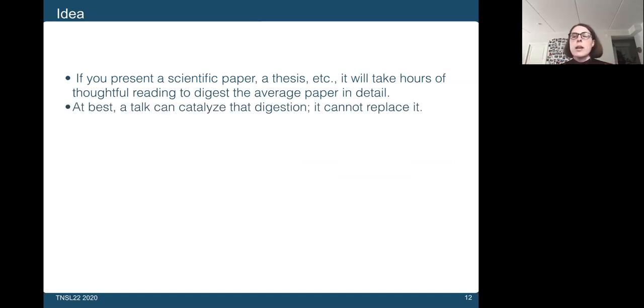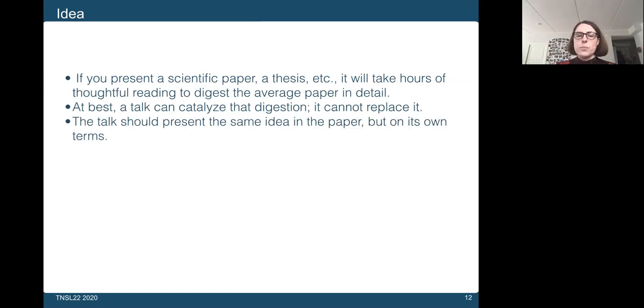So what you can help with is catalyze the digestion of the work, give your audience a red thread for knowing what they will have to do to understand all the details. It cannot replace the work. If someone really wants to know all the details, they will have to read your work. You just help them on the way, you give them already the key messages.